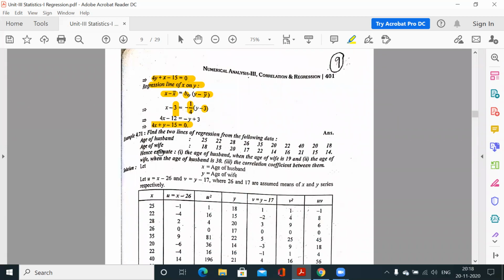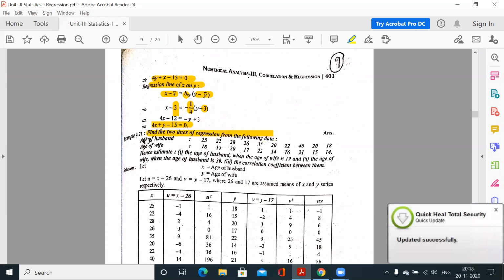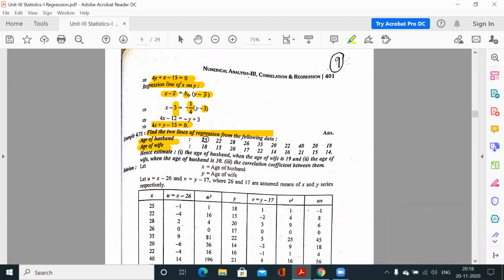So next, find the two lines of regression from the following data. The first question is again to find the y over x line and the x over y line. So what is the data? This is the age of husband and the age of wife. So one pair, one couple.